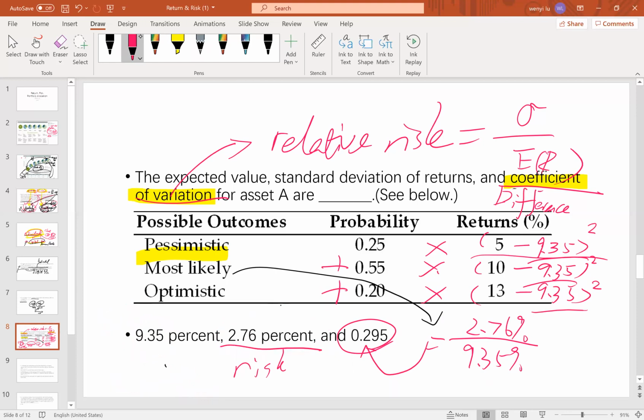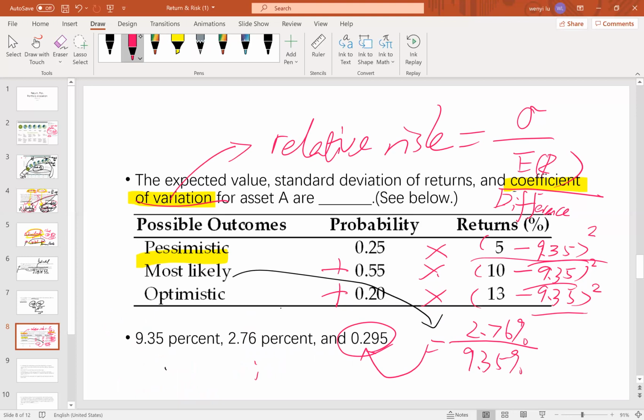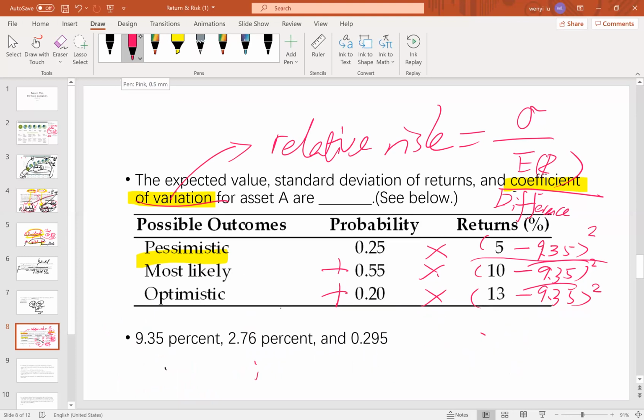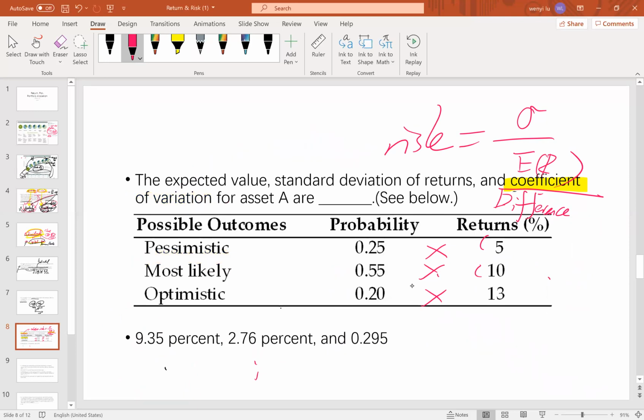You will see these calculations also in the homework and also in the final. Please take some notes for this part. If you have any questions, please let me know, especially for this measurement. It's very important. Please take some notes for these formulas.